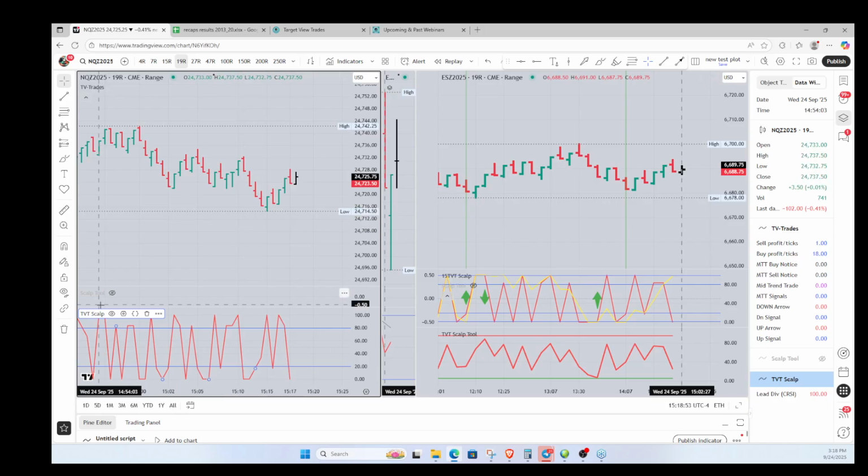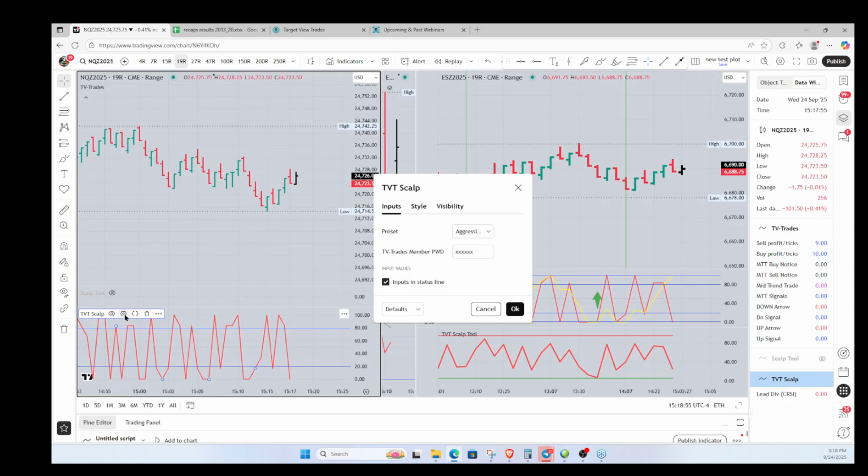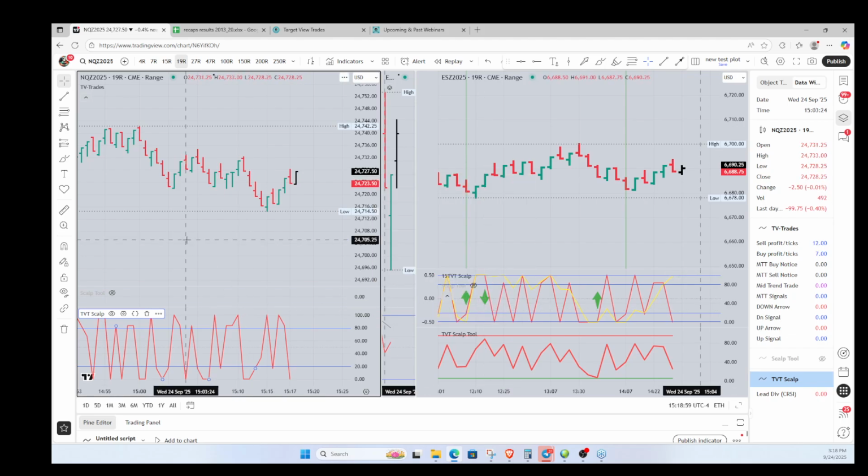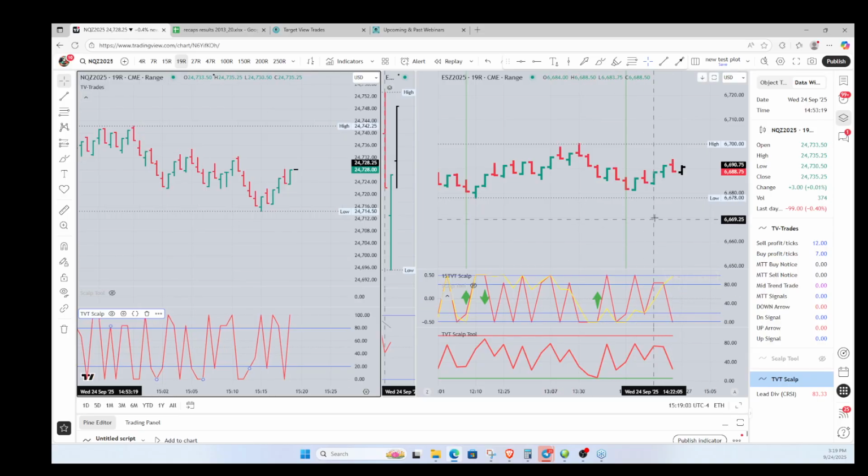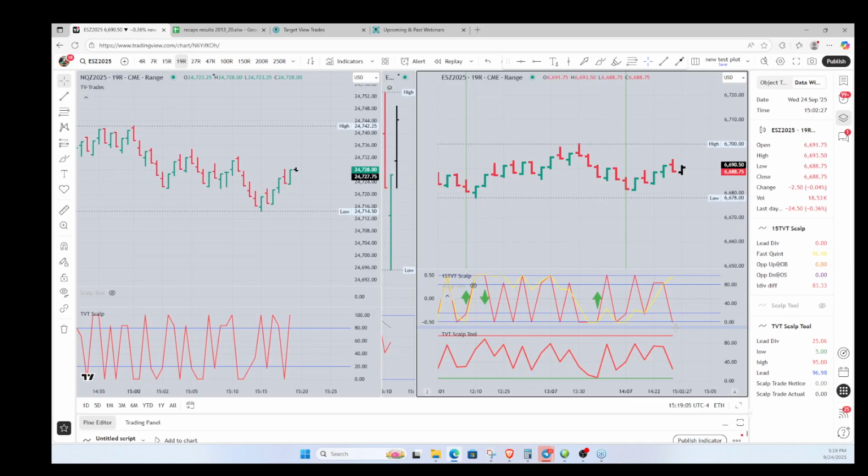Oops, I clicked on the wrong thing. Anyway, so over here right now, you see we're in that divergent state that I was talking about, like this one and this one. We're in that divergent state right now on this. But we don't have any trades right here.